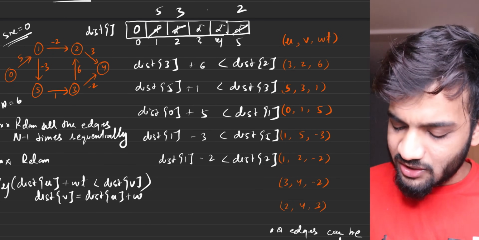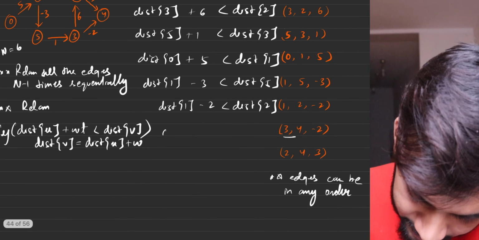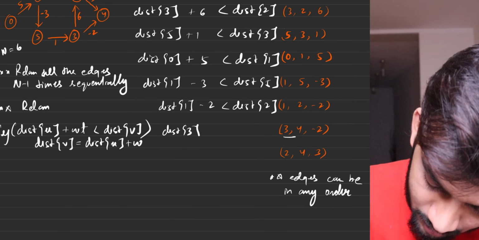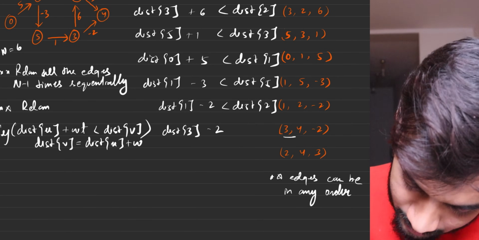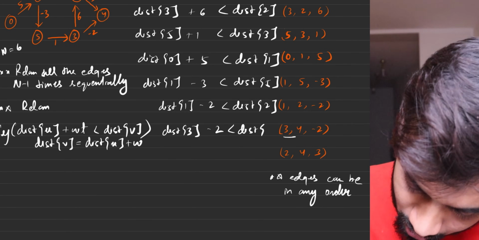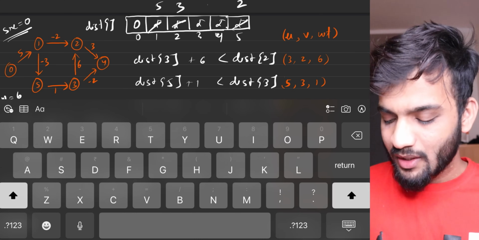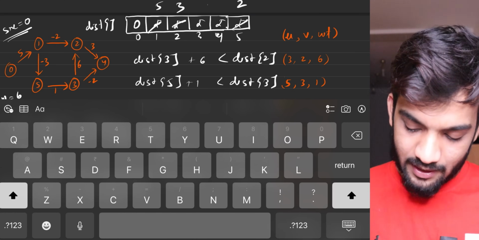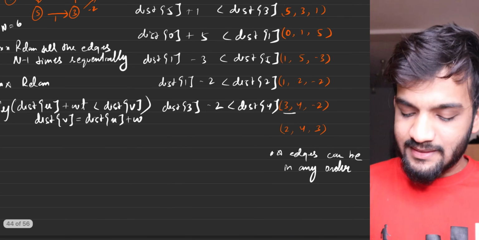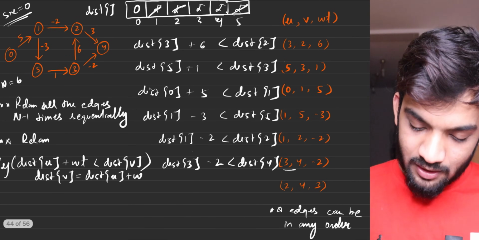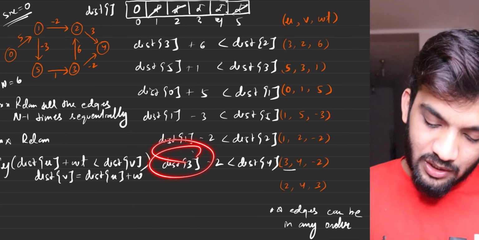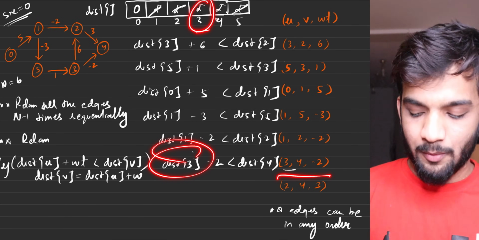So this is nothing but 3. You can again write distance of 3 minus 2 lesser than distance of 4. That's what you can easily write. Wait, so what is distance of 3? Can I say that distance of 3 is still not infinity, so this will not be done.